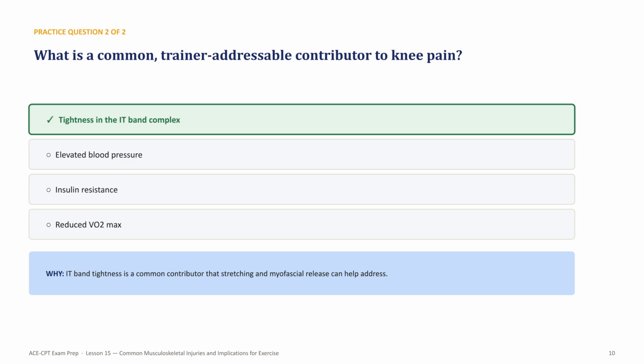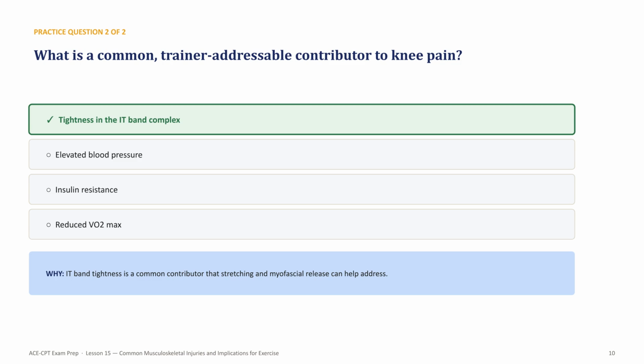One more practice question before we wrap up. What is a common trainer-addressable contributor to knee pain? Your options are tightness in the IT band complex, elevated blood pressure, insulin resistance, or reduced VO2 max. Take a moment to think it through.